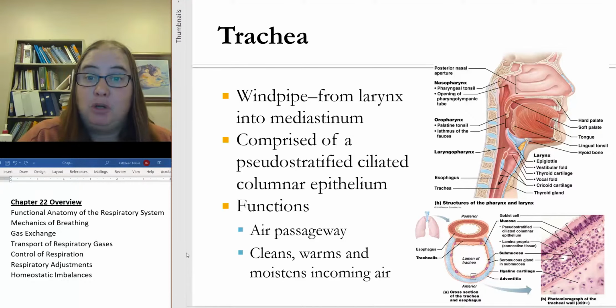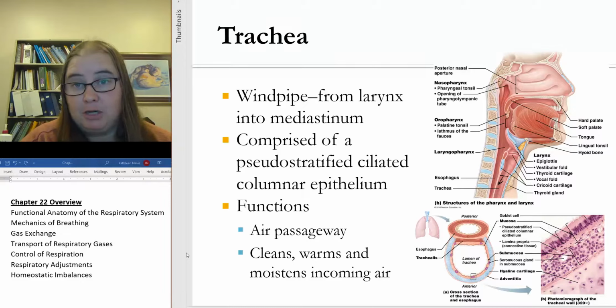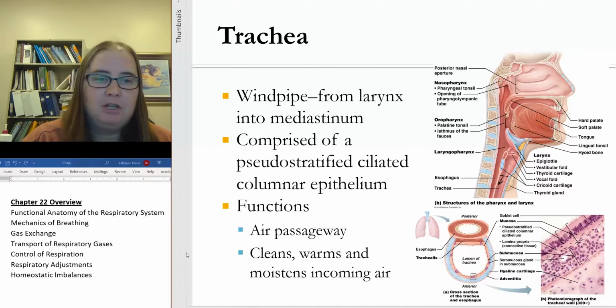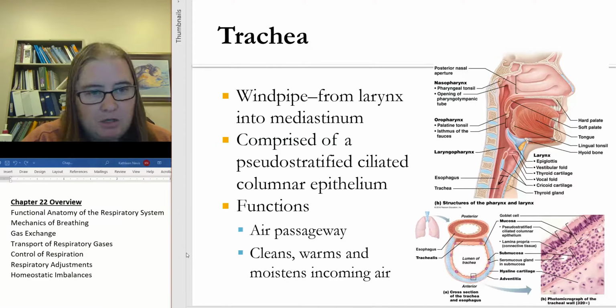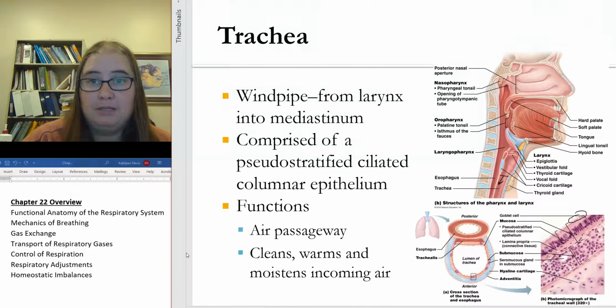The trachea is comprised of a pseudostratified ciliated columnar epithelium. If you go back to A&P 1, this is that epithelium that looks like it's stratified because the nuclei appear to be stacked. However, every cell touches the basement membrane. And also, it's hard to see here, you might be able to see it a little bit better in your book, it has these really beautiful cilia associated with the apical surface of this epithelium.